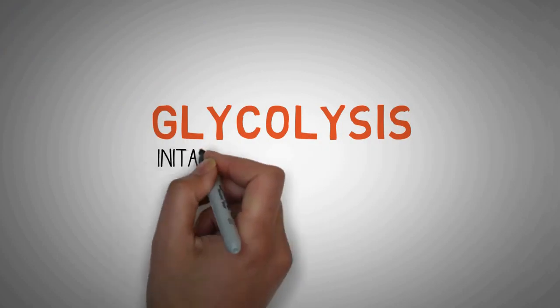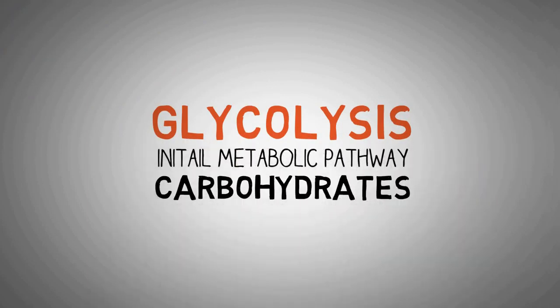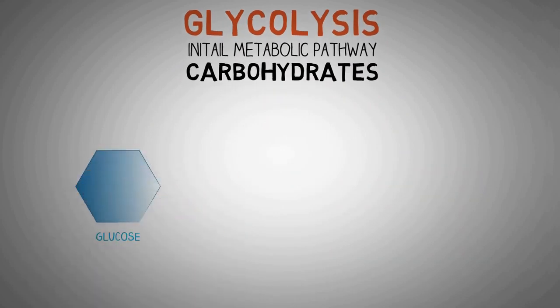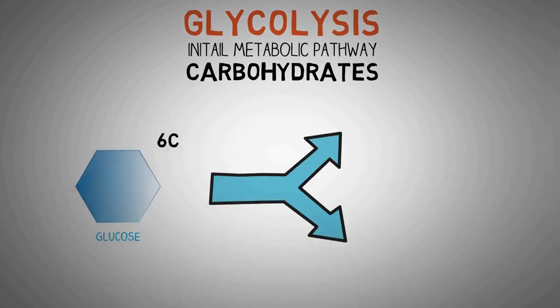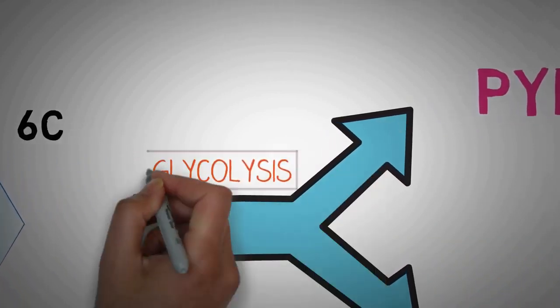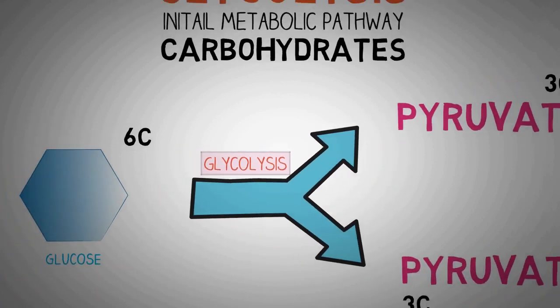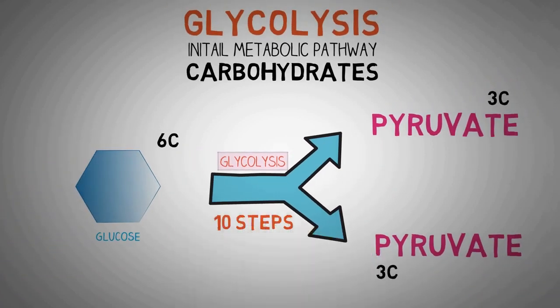So glycolysis is the initial pathway of metabolism of carbohydrates. Through the pathway of glycolysis, glucose, which is a 6-carbon compound, is broken down into 2 molecules of pyruvate, which is a 3-carbon compound. This is why it is known as lysis, or breakdown, since glucose is being broken down into smaller fragments known as pyruvate. Now this breakdown involves 10 steps, and all these steps use enzymes that make the reactions possible.